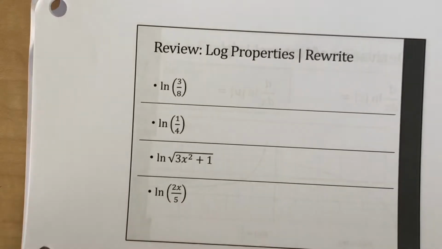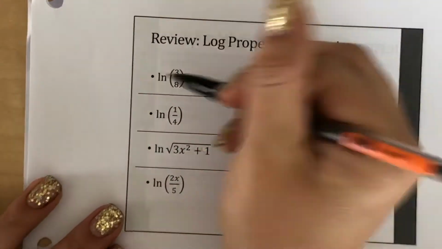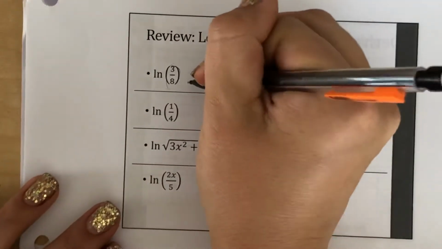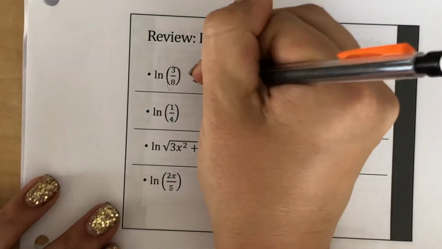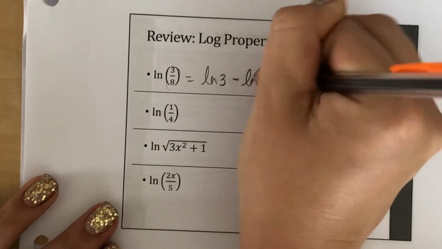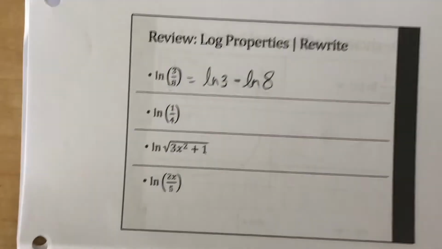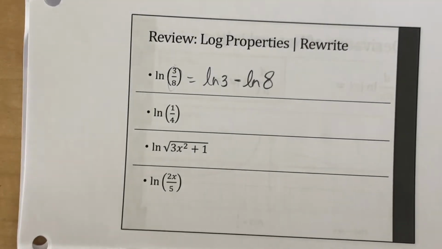All right, let's use the log properties. So please rewrite each of these. Okay. All right, let's go over them. This one, so log of a single quotient is the difference of two logs. So this is ln of 3 minus ln of 8. You could simplify it more by bringing the 8 into exponents, but it wouldn't really help you.